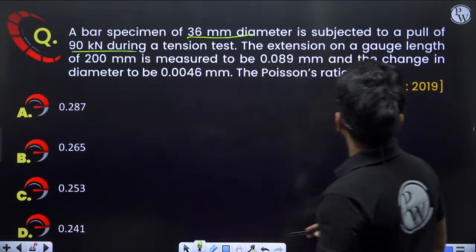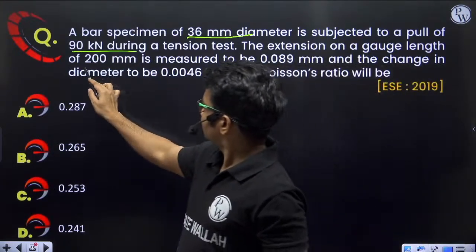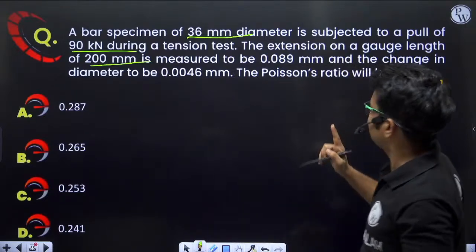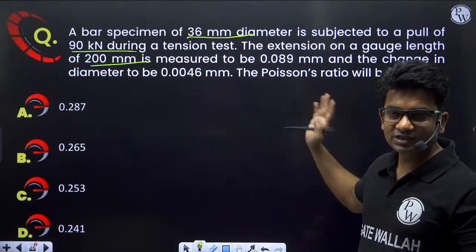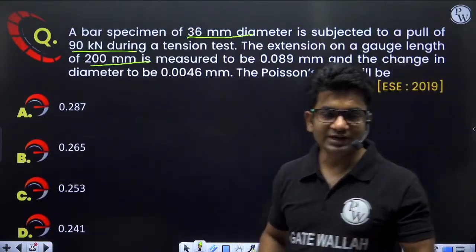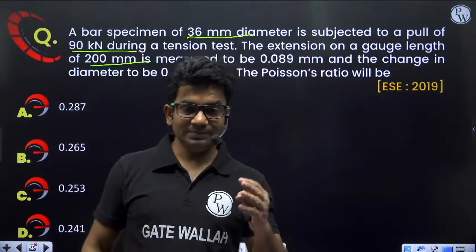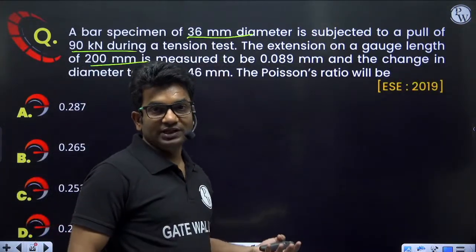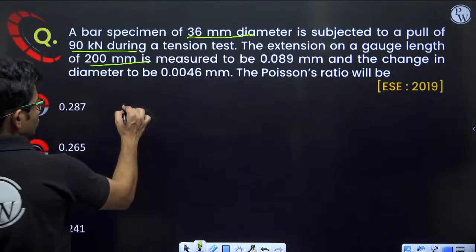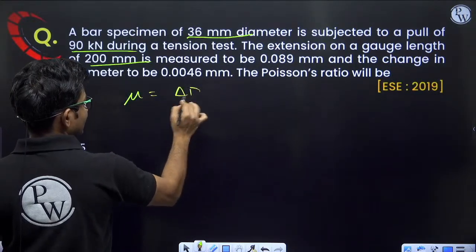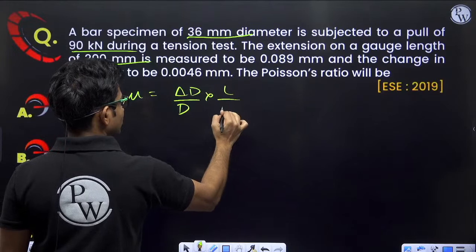A bar specimen of 36 mm diameter is subjected to a pull of 90 kN during a tension test. The extension on gauge length... On this concept, so many questions are asked. Poisson's ratio we have to calculate. Delta D is given, diameter is given, delta L is given, and original length is given. So Poisson's ratio will be delta D upon D into L upon delta L.